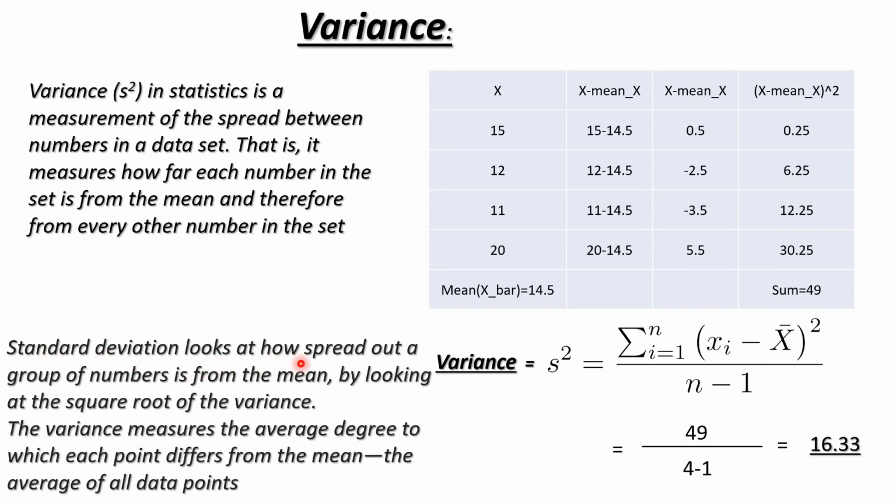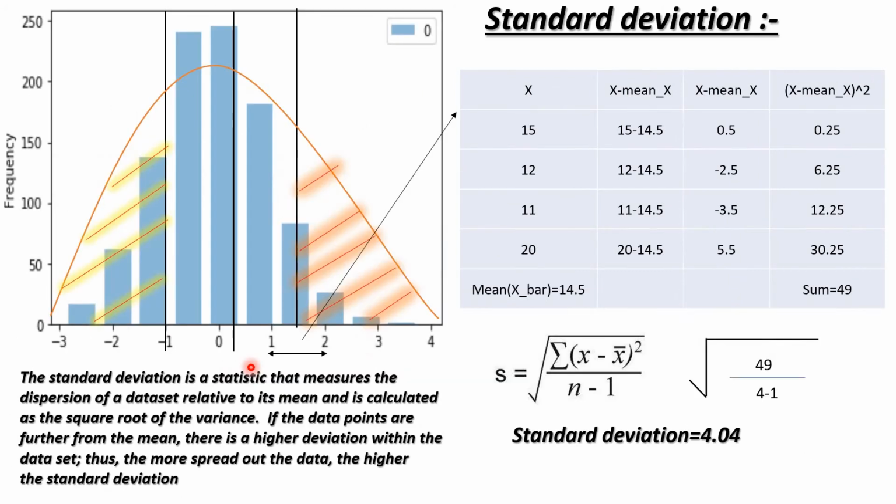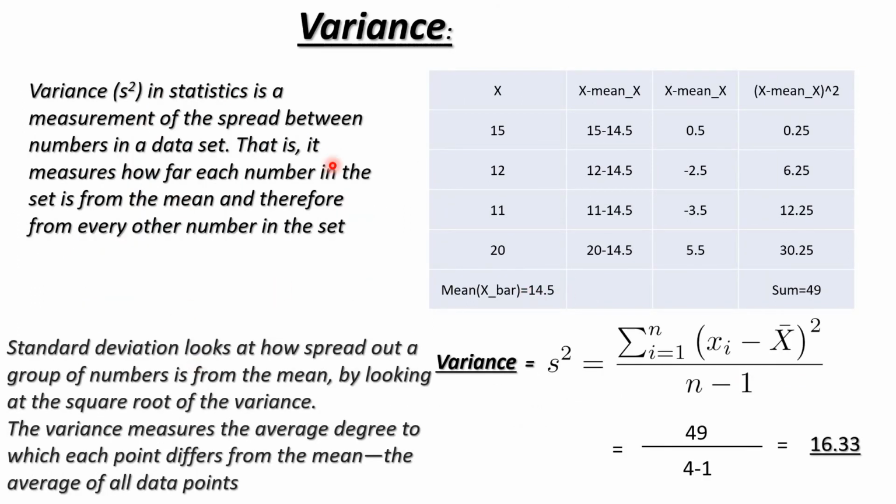Standard deviation looks at how spread out a group of numbers is from the mean, right? And the variance measures the average degree to which each point differs from the mean. It will check the average degree, and it will check how spread out the group of elements is from the mean, right?